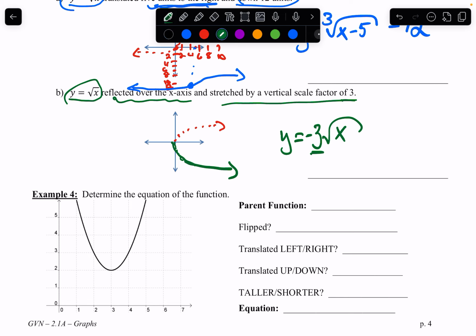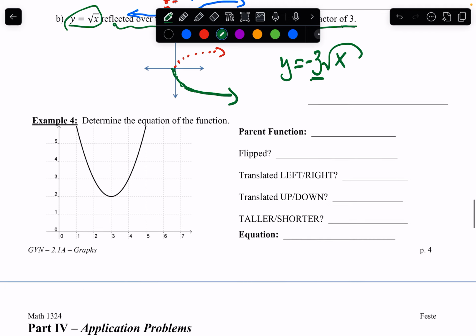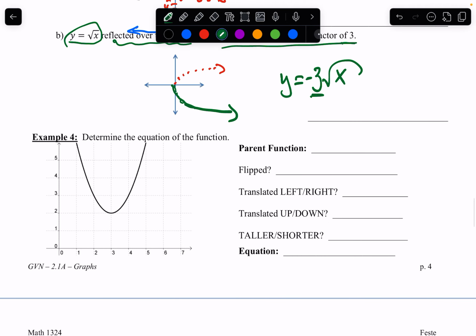Okay, next one, we're going to determine the equation of the function, sorry. First we do have to determine the parent function. So if we look at this U-shaped graph, we can go to the front, the second page, and see which one it reminds us of.